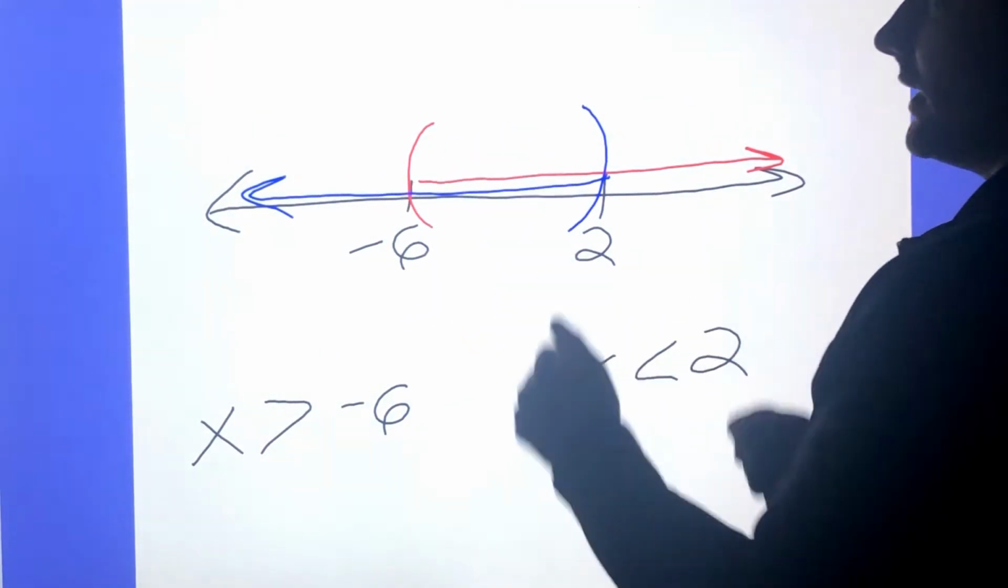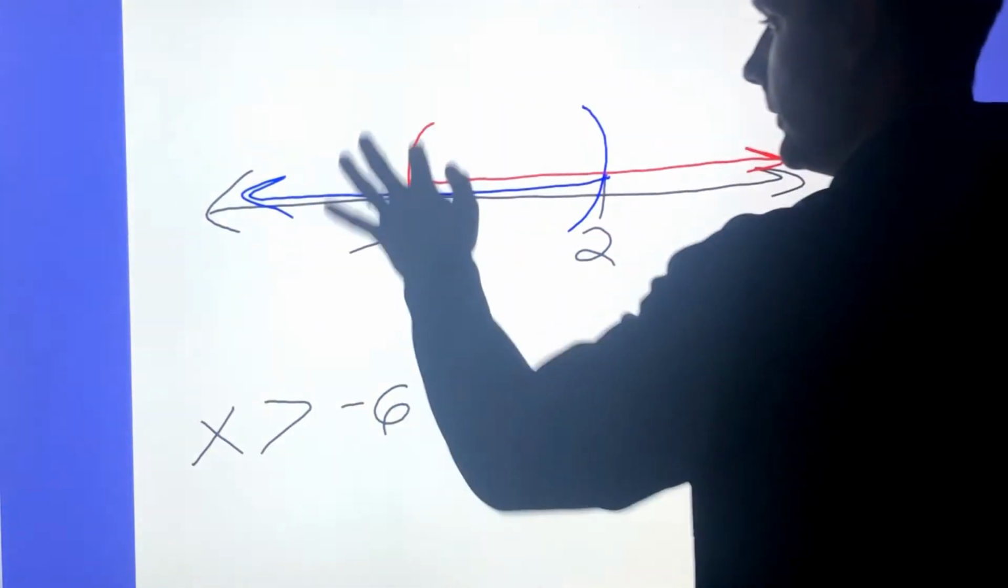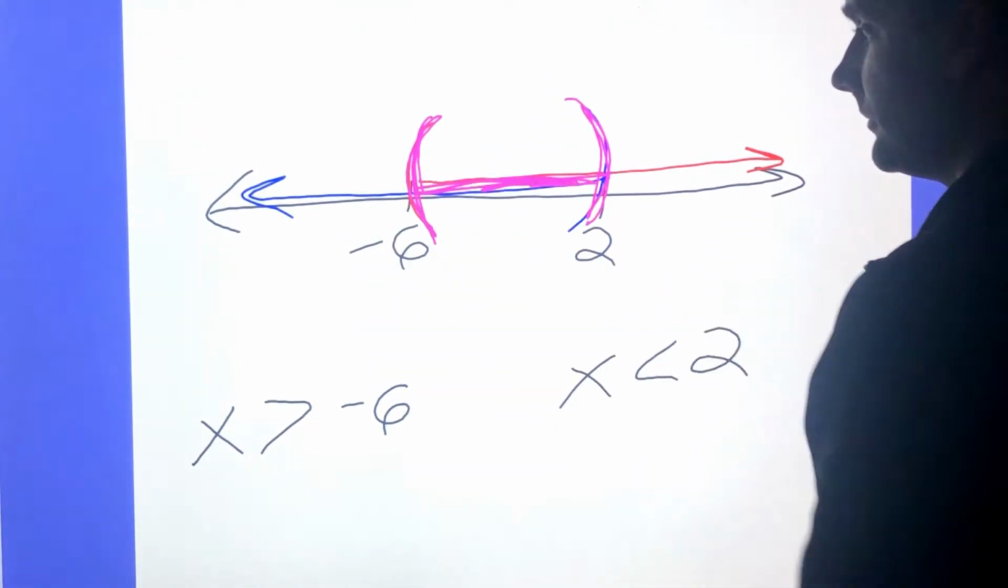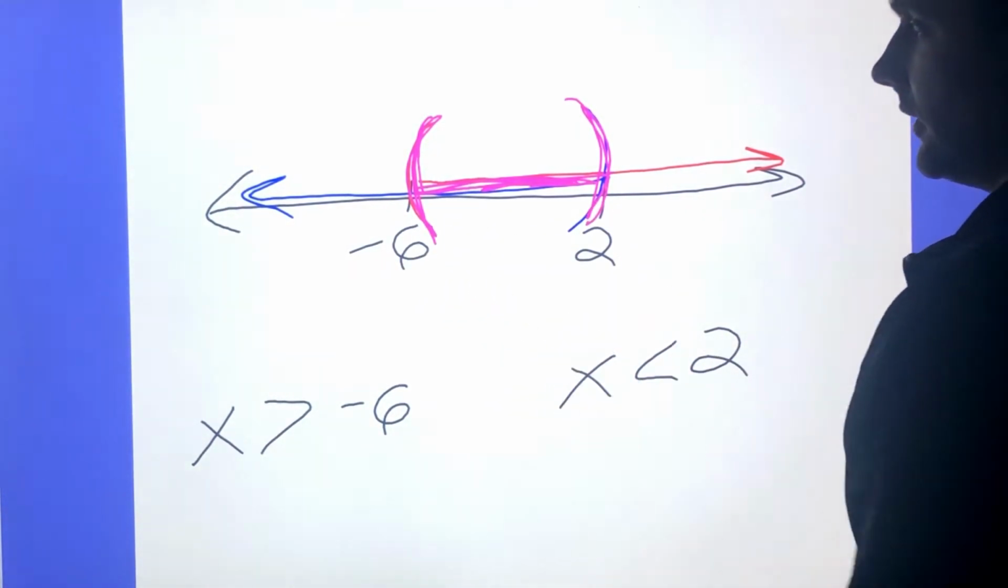And notice how they intersect. That's the graph we want. We want where these two intersect together, taking both values. So the graph would just be this pink area.